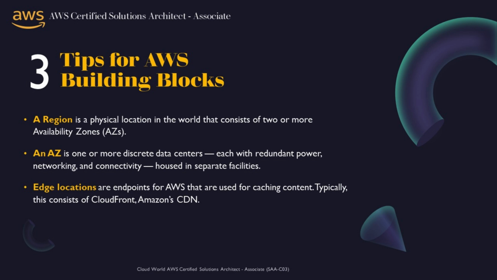So in this lecture, let's have a look at what we learned. We learned that a region is a physical location in the world that consists of two or more availability zones. An availability zone is one or more discrete data centers, each with redundant power, networking, and connectivity, which can sometimes be housed in separate facilities. And then we have our edge locations, which are endpoints for AWS that are used for caching content. Typically this consists of CloudFront, which is Amazon's content delivery network, and we will cover that in more detail as we go on for the rest of the course.